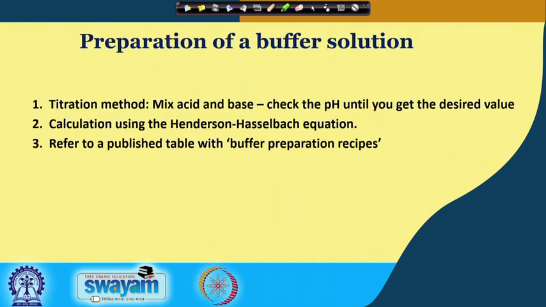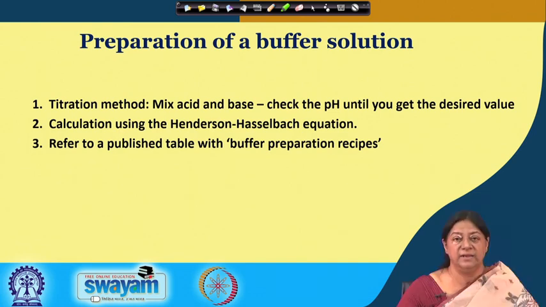When we prepare a buffer solution, there are several methods by which this can be done. First, there is a titration method, where the acid and base are mixed and the pH is checked until the desired value is obtained. A second method involves calculating the specific ratio of salt to acid that needs to be added, based on the Henderson-Hasselbalch equation. So, a certain value would have to be determined and this specific proportion mixed in solution to prepare a buffer of the desired pH.